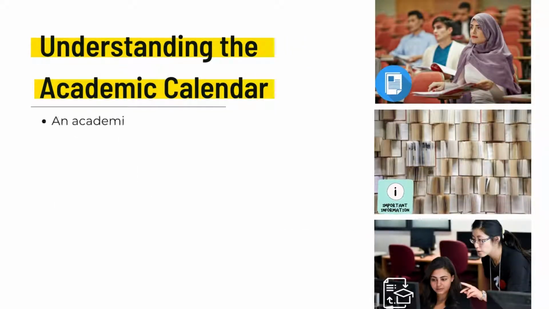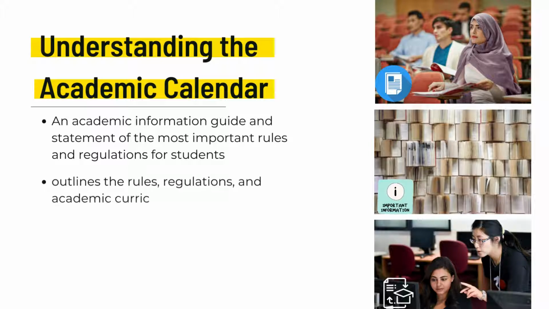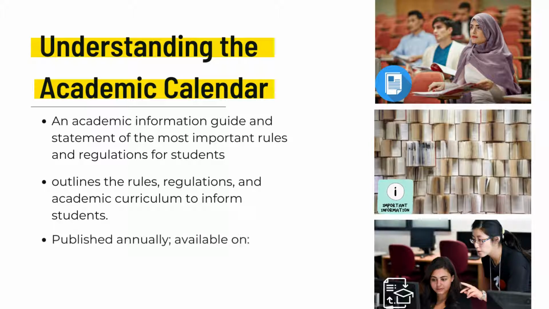The academic calendar serves as an academic information guide and statement of the most important rules and regulations for students enrolling at the University of Toronto, Mississauga. It reviews and outlines the rules, regulations, and academic curriculum to inform students throughout their enrollment and pursuit of their goals. The calendar is published annually. Archived calendars are available on this website as well.